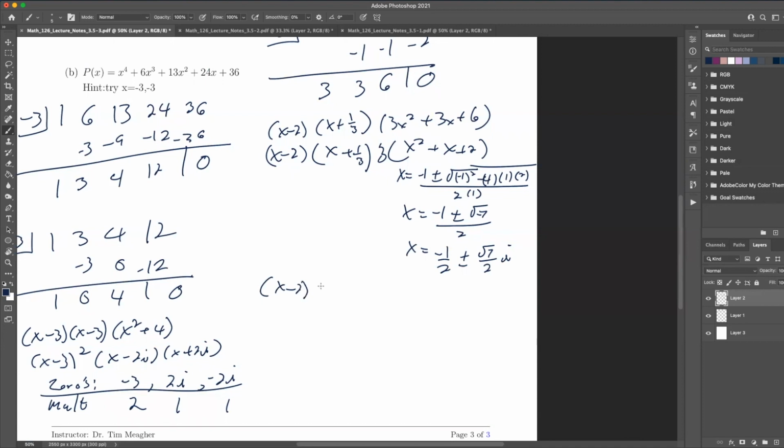So let's write out our factors completely. So x minus 2, x plus a third. Here, if this is this, it'd be x minus all this. So it'd be x plus a half minus square root of 7 over 2 i. And then x plus a half plus square root 7 over 2 i.